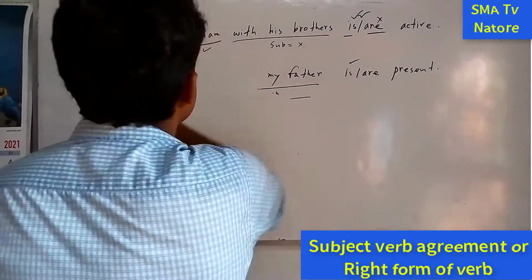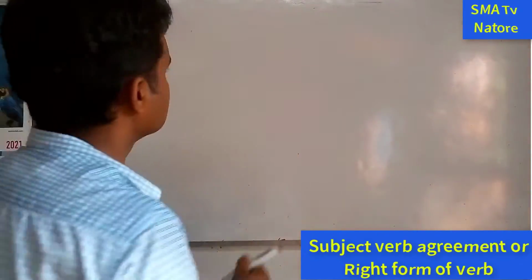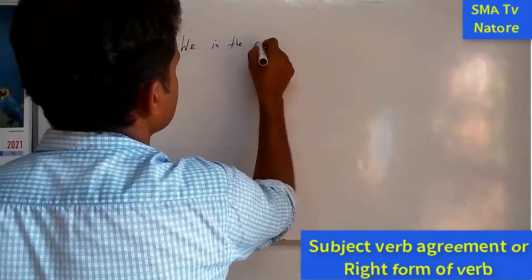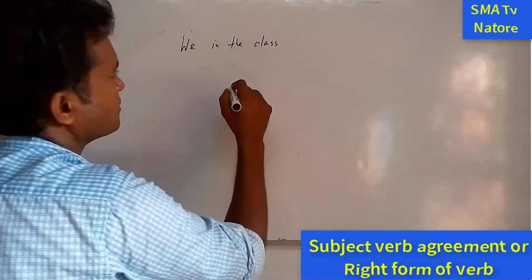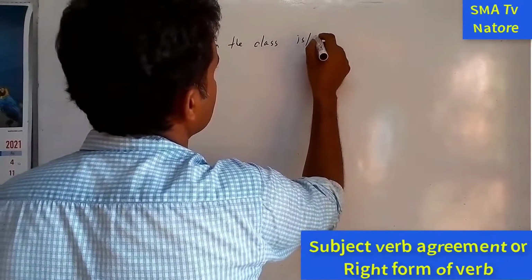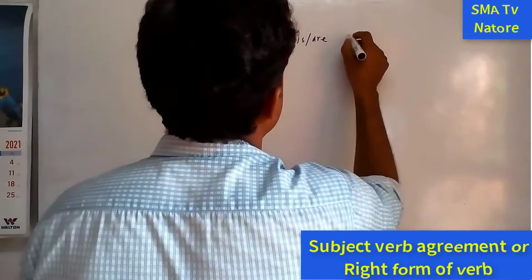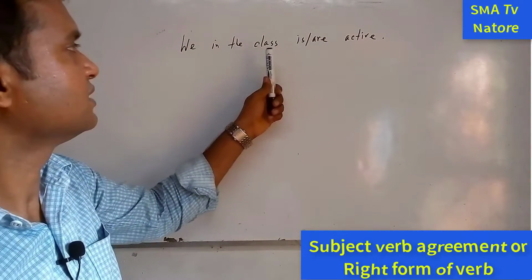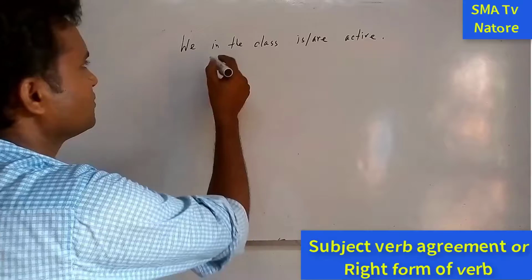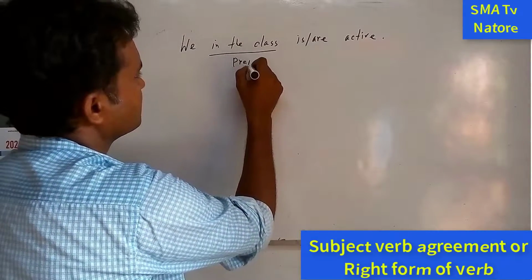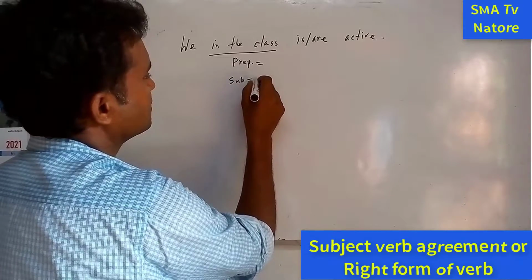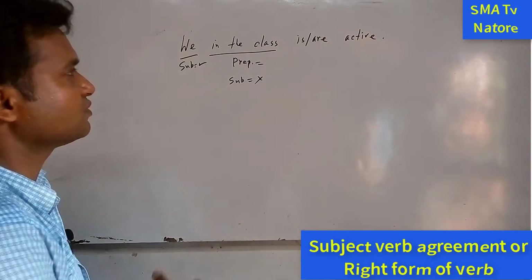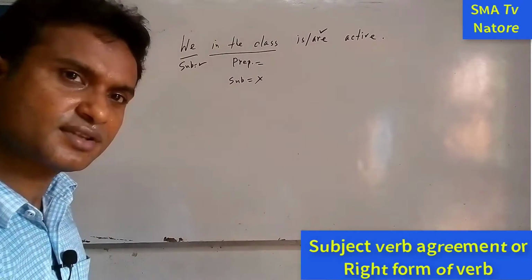Another sentence is that: we in the class are active. We in the class, is or are active? I hope that this one is the prepositional phrase. It is not the subject. The subject is this one. So the subject is we. For this reason, we know generally we use 'are'. Okay.